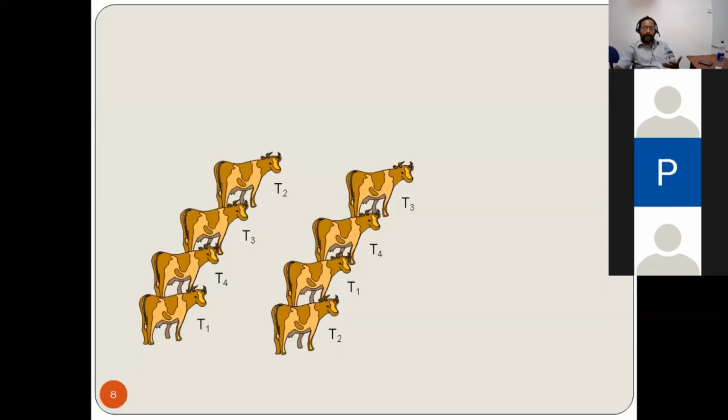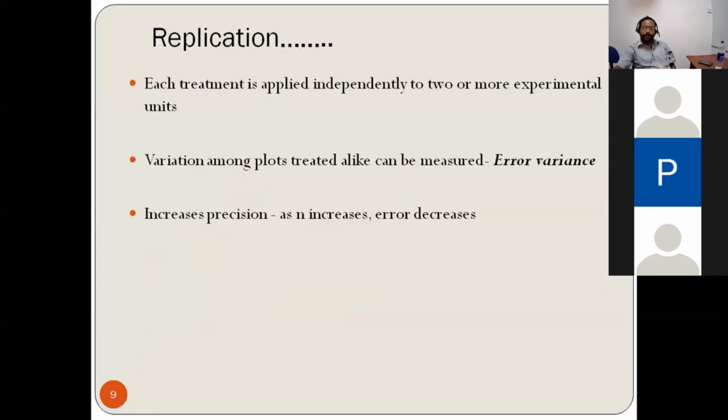which cannot be explained basically, right? By human beings, we cannot explain the variance among the plots treated alike, which is measured as error variance. If you increase the replication, it increases the precision.